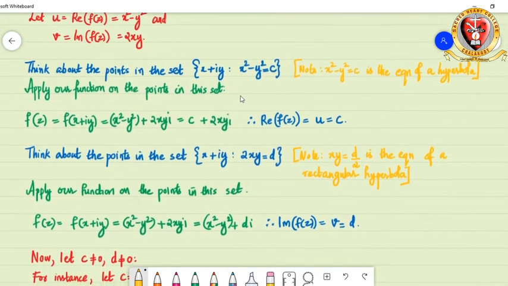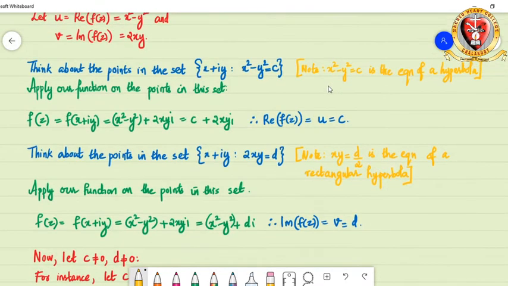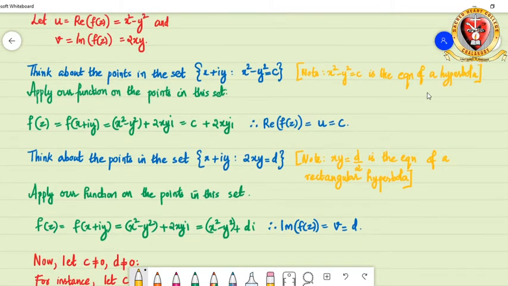Right. Now let's think about a set of points. In this set, you are having complex numbers such that the real part is x and imaginary part is y, and x square minus y square is equal to some constant c. So this c is necessarily a real number. And we know that x square minus y square is equal to c is an equation of a hyperbola.